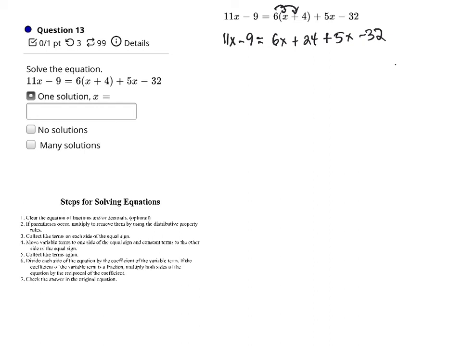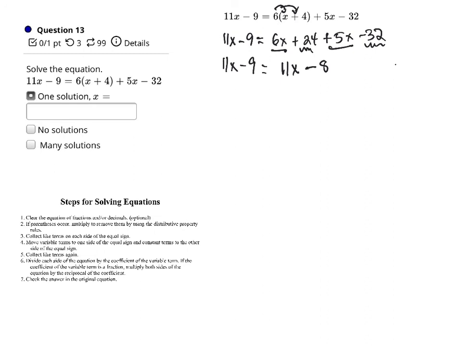Now on the left, 11x minus 9, there's no like terms. On the right, we have a 6x and a 5x. Well, that's going to give us an 11x. And then we have 24 minus 32. Those are the constant terms. Signs are different, so we subtract. Take the sign of the larger, and that would be, what, 8? Yes, minus 8.